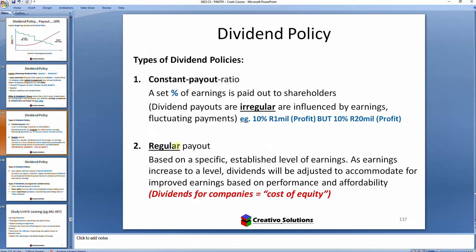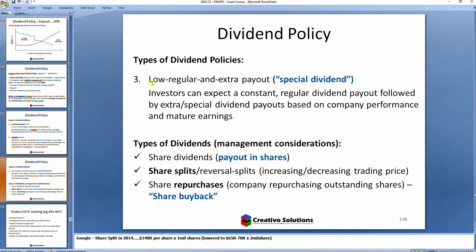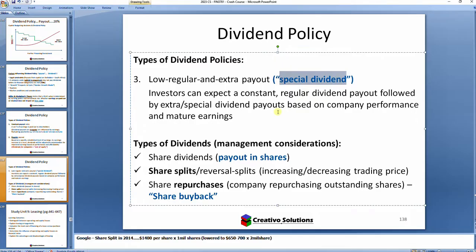Then you've got some notes about different types of policies. I haven't really seen them test this. The only thing that I've seen them test this is in theory questions, multiple choice. Okay, so I'm just going to ask you to just have a look at those three policies. You've got a constant payout, you've got a regular payout, and then you've got a low, regular, and extra payout, where a special dividend is declared.